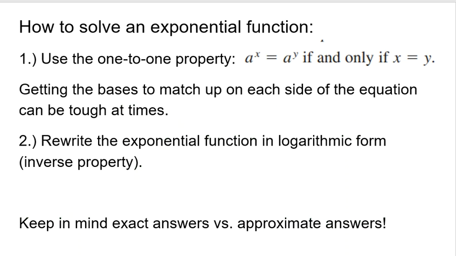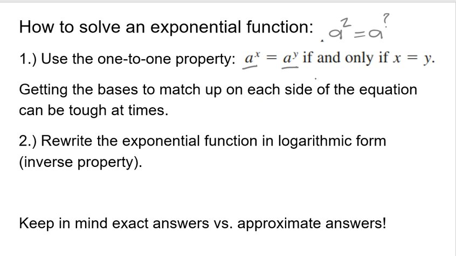All right, so how do you solve one of these exponential functions? There are two ways we're going to talk about. One is to use the one-to-one property. The one-to-one property is an awesome property. It says if you have a to the x equaling a to the y, if your bases on each side are the same, then obviously your exponents are equal. I mean, if you have a squared equals a to the what? Well, it's got to be a square. The only way that a squared equals a to the something is if that something is 2.